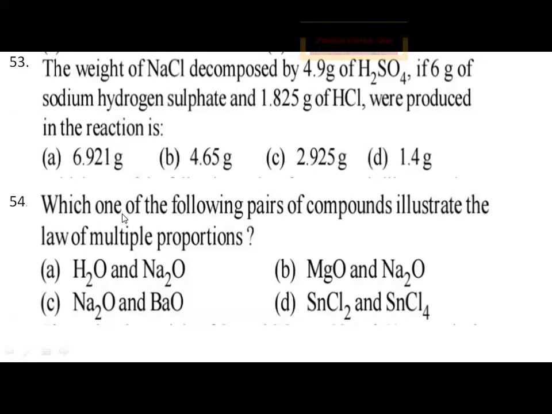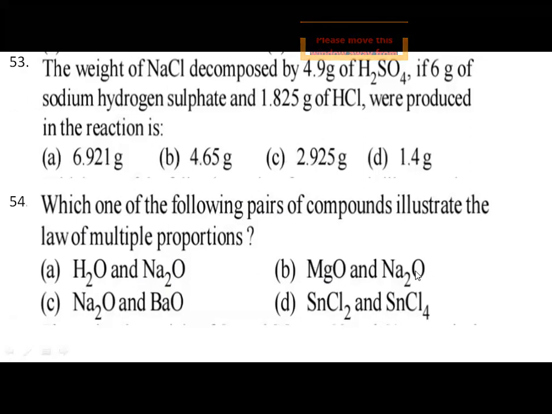Okay, next question. Which one of the following pairs of compounds illustrates the law of multiple proportions? So what does the law of multiple proportions say? One element remains fixed, and the other element combines with the fixed mass of the first in a simple whole number ratio. Here the two atoms taken are different, so it will not obey.